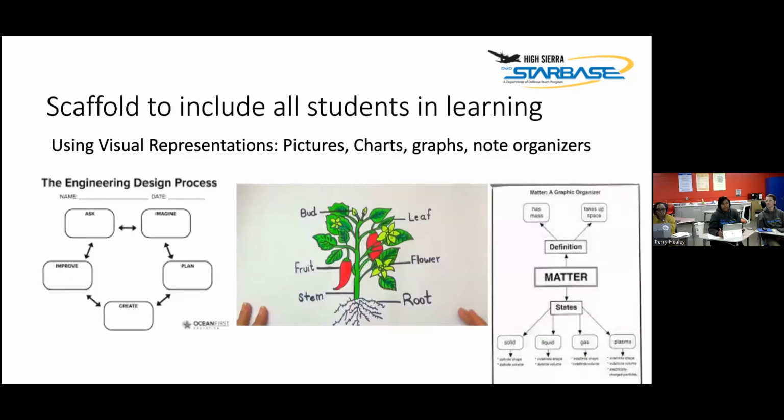Another scaffold you can use in your classrooms, which I'm sure most of you do, is you can use visual representations to help them understand the topic. So you can have them use pictures. In this example, I have a picture of a plant. You can have students write down the parts of the plant and draw a picture, because it is important that we understand that there is an A in STEM. And when we add that art and writing down the pictures into our learning, it helps students be able to visually see what they are learning about.